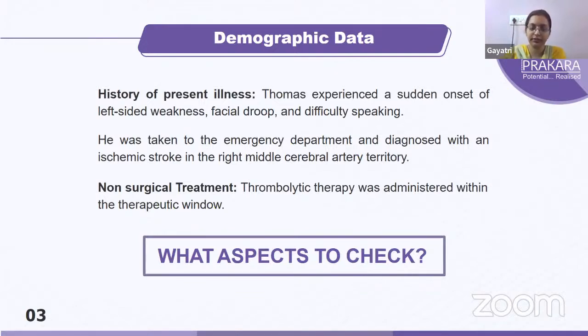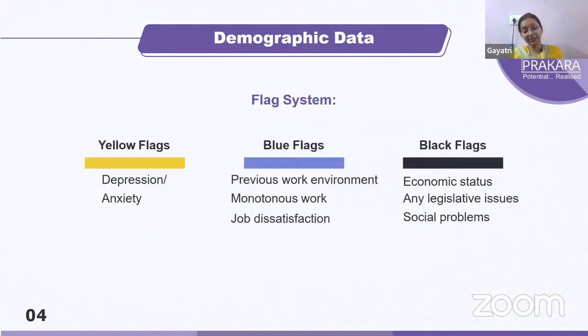What aspects to check? The flag system is one thing where we usually do not pay attention. When I say flag system, there are so many conditions in the history taking that you and I usually do not pay 100% attention to. We ask these questions, but it is very important for us to write them down as a part of documentation.